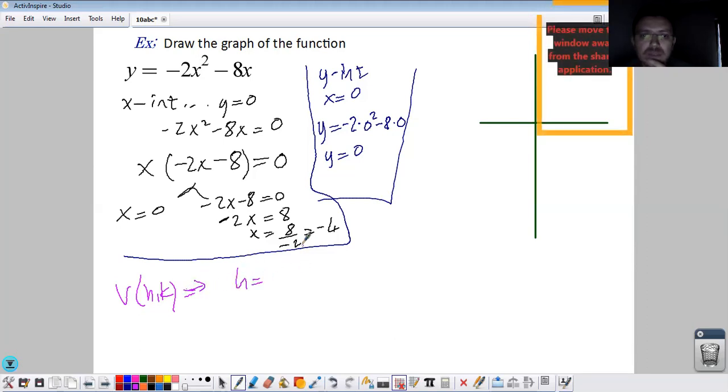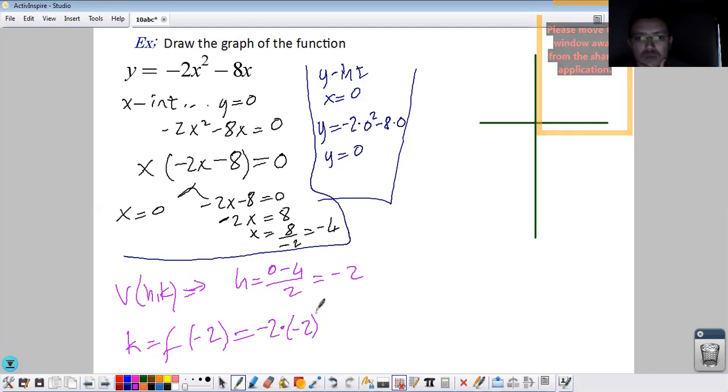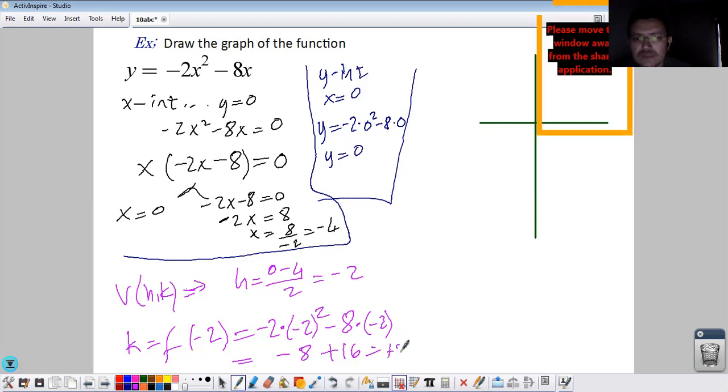So then I have to find the vertex, H and K. H is in the middle of the two results, 0 and minus 4, over 2, that makes minus 2. To find K, this is the X number. I'm going to put this X number in the function. I'm going to replace it in the function. Minus 2 times X squared, X is minus 2, minus 8 times X, minus 2 again. So minus 2 squared will be plus 4. Plus 4 times minus 2, minus 8. Minus times minus is plus 16. That will give us the result plus 8. So the vertex point has the x coordinate minus 2, y coordinate plus 8.